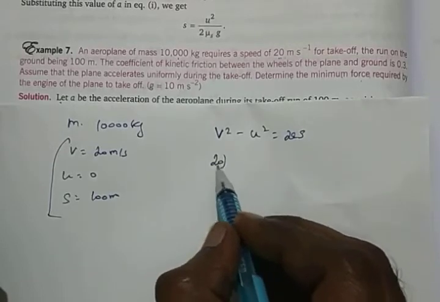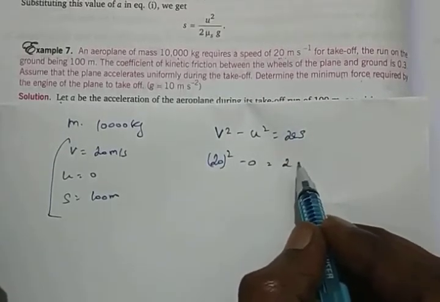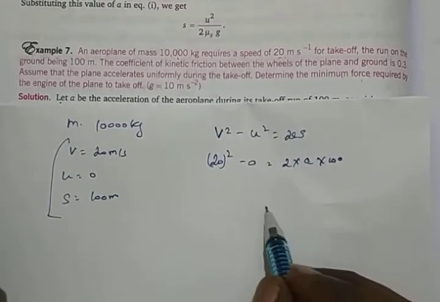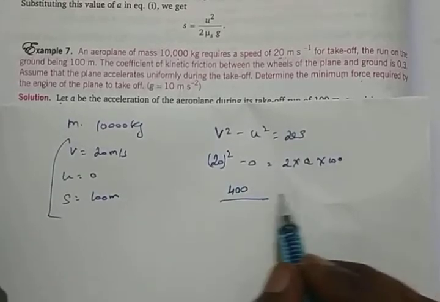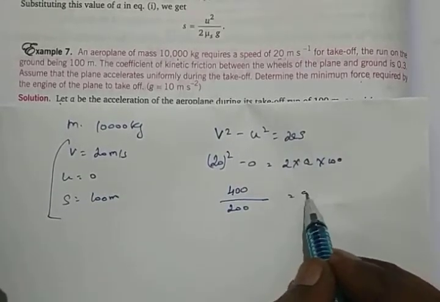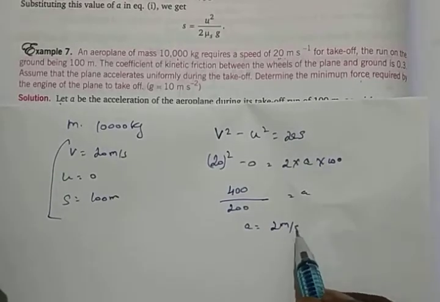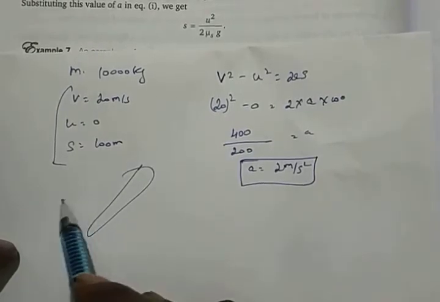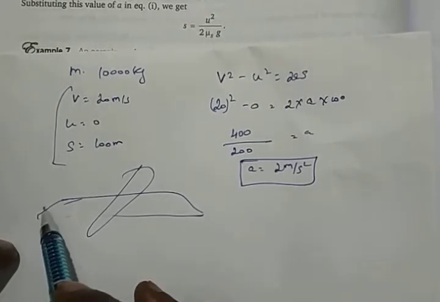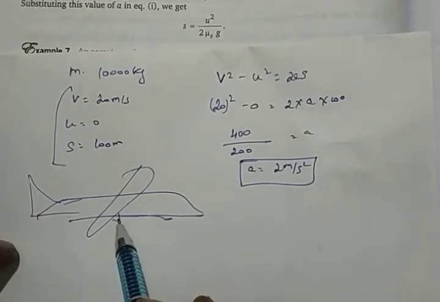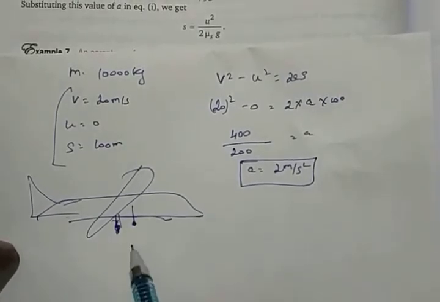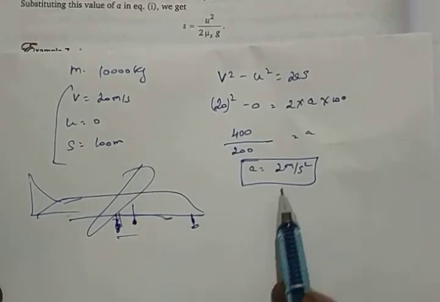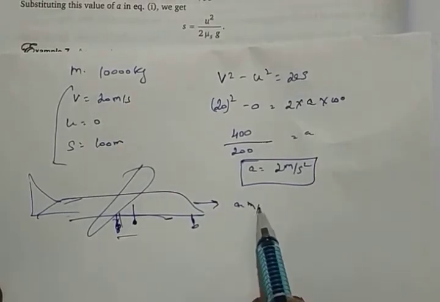So it is 20 square minus 0 is equal to 2 into acceleration, which you will find out, into 100. So it is 400 upon 200 is equal to a. So a is equal to 2 meter per second square. That is the acceleration in which the entire aeroplane will be going, a is equal to 2 meter per second square.